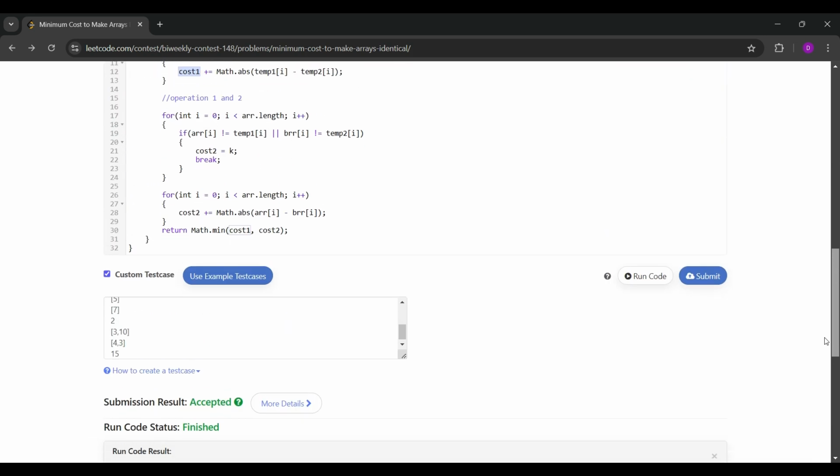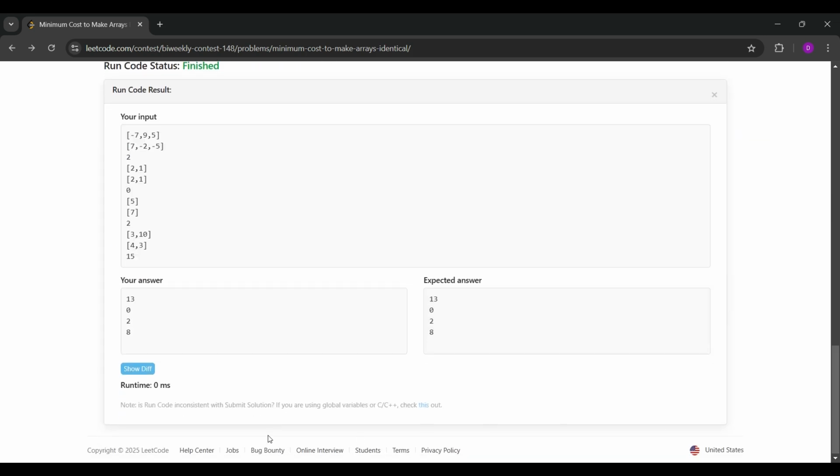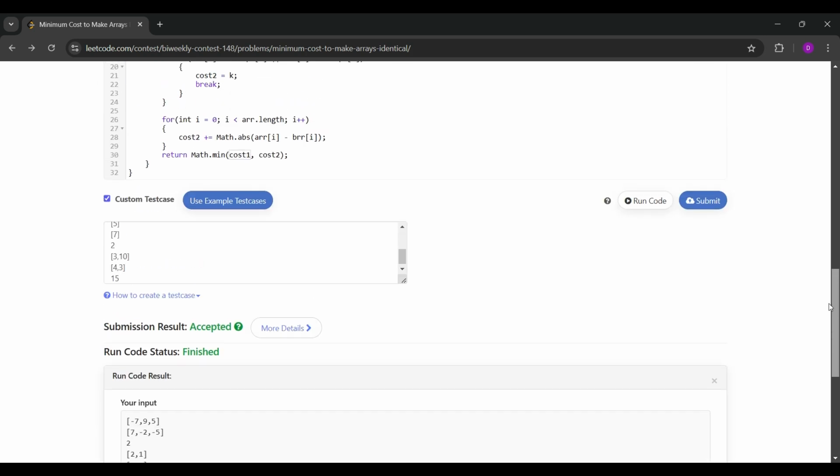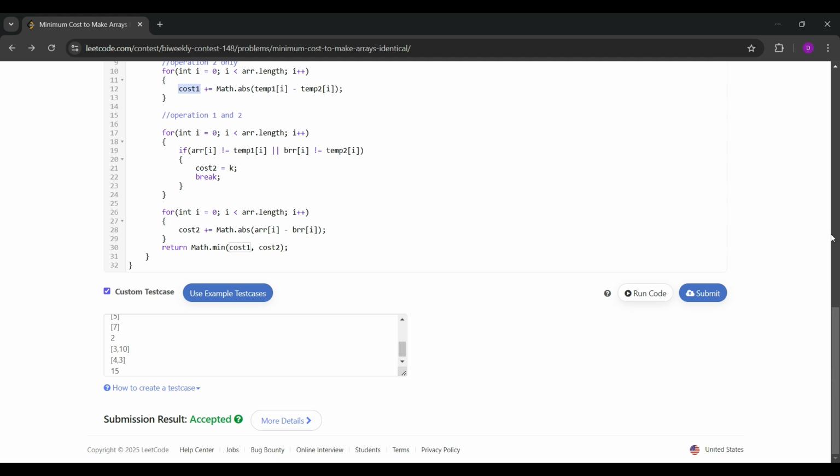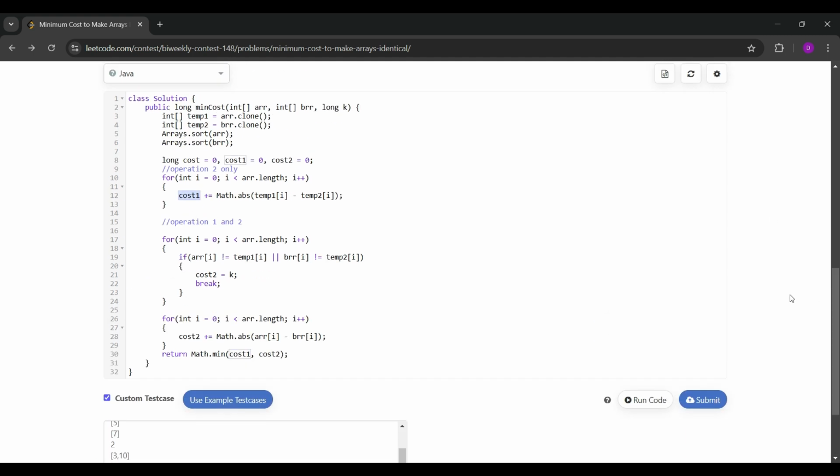Okay, so let's try to check the answer. So it is 13, 0, 2 and 8. So I'll just try to submit it. Okay, it is accepted. So this is the whole solution.